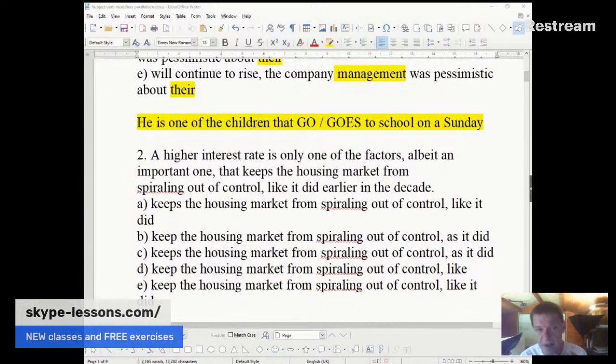Yeah, and so if you think about it really carefully, that is replacing children. Children is plural. Children go to school on a Sunday. So the correct answer is not goes, even though most natives will choose goes. I think I would choose goes if I was just going with my heart and not with my head. But go is correct. Go is the logical answer. It's the correct answer because it's children that go to school on a Sunday, and he is one of them.